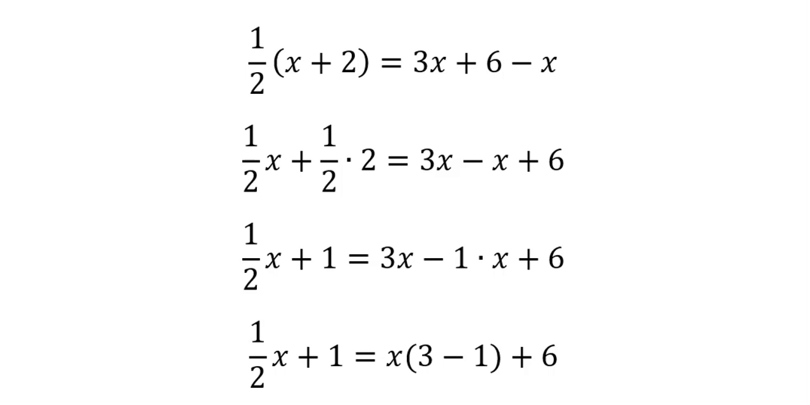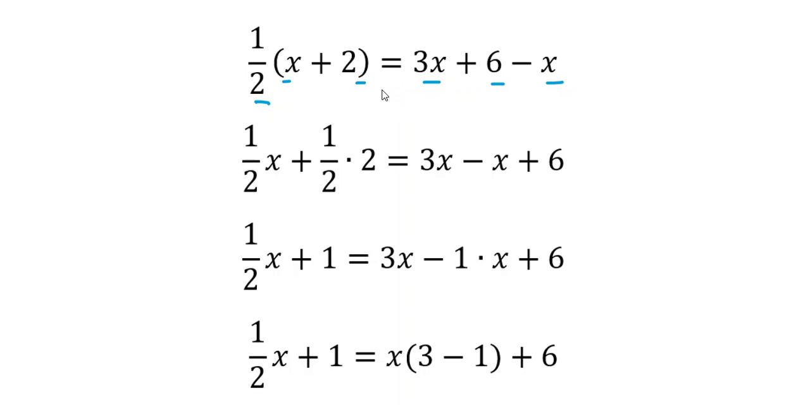And the idea is that we use them all the time, and we use them without thinking about them, almost without even saying we're using them, without even showing it. We just assume them all the time. So let's get down to this. Here's the equation: 1/2 times the quantity x plus 2 equals 3x plus 6 minus x.